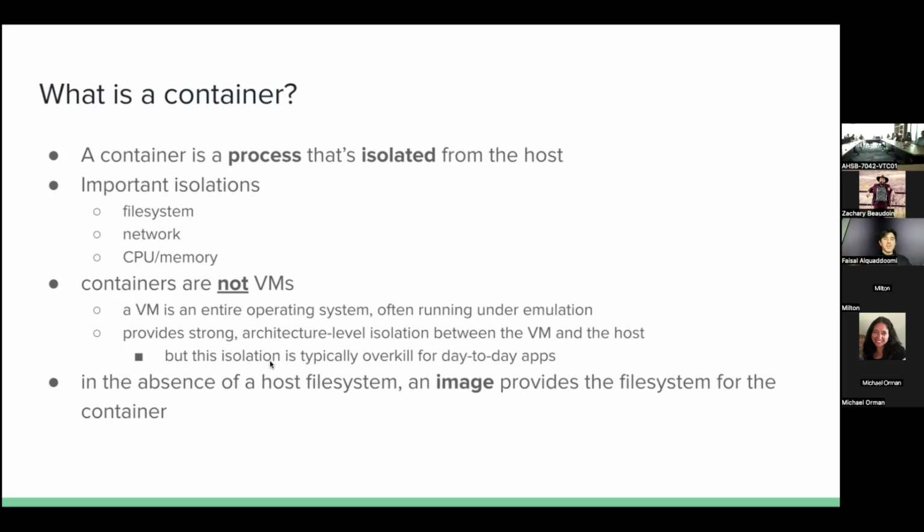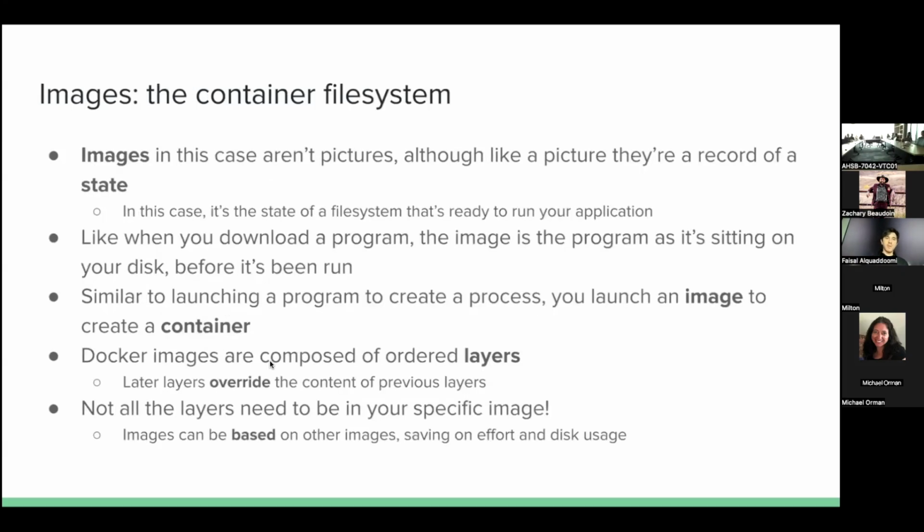Okay, so as I mentioned, containers are isolated from the host file system, so they need a file system, right? Every process needs a place to find its executable code and other supporting files. So what produces that file system for the container is an image. Okay, so what's an image?